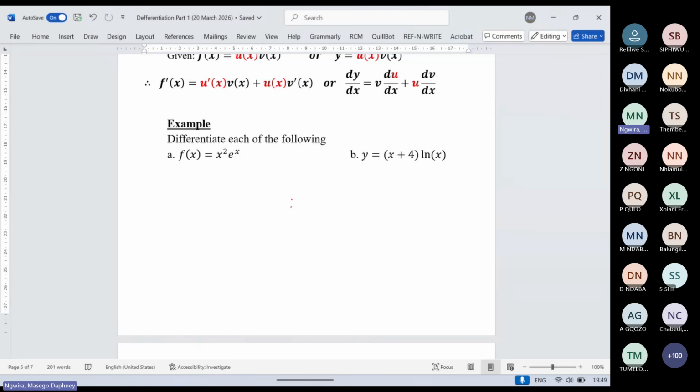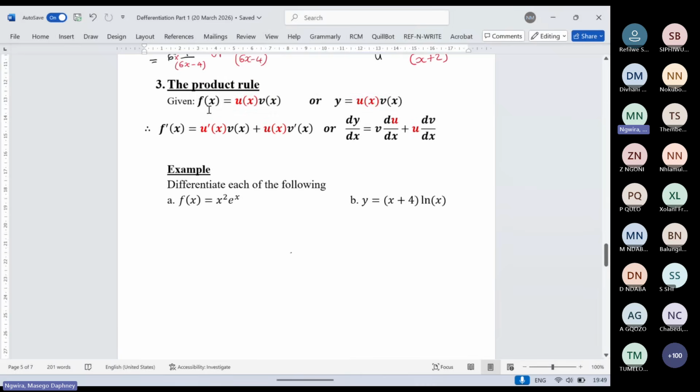So now let's see the product rule. The product rule says that if you are given f of x, or y, equals this, you are going to say the derivative of this times this, plus this times the derivative. So it means you need to find the derivative of u of x and multiply it with the other function, and then take the function u of x and multiply with the derivative of the other. Let's see what I mean.